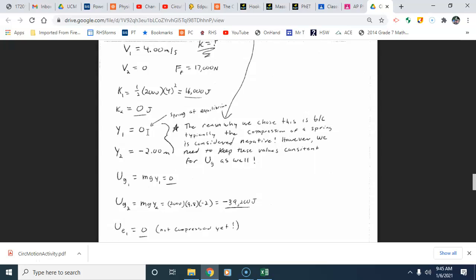But if we make that the initial position of 0 for elastic potential, we also should make that the reference level position for the gravitational potential, because this thing is falling into it, right? It's falling a distance of 2 meters from point 1 to point 2. We can see in the diagram, right?